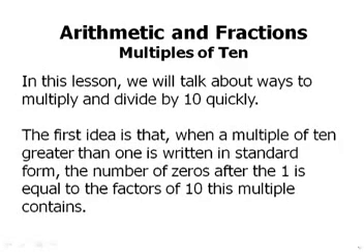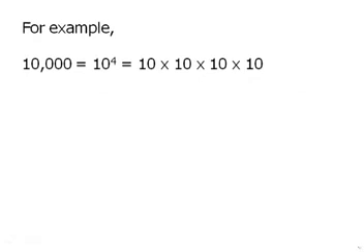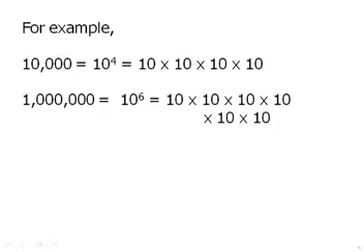The first idea is that when a multiple of 10 greater than 1 is written in standard form, the number of zeros after the 1 is equal to the factors of 10 in this multiple. So for example, 10,000 has 4 zeros, so that's 10 to the 4th, or 4 factors of 10. 1 million has 6 zeros, so that's 10 to the 6th, or 6 factors of 10.